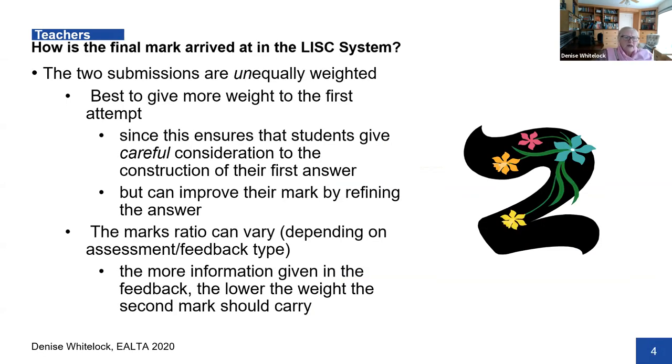And what they learned in piloting this and then getting it right eventually was something that we can all learn from. If you unequally weight the attempts, so you let the students have some marks for the first attempt and then the second, they found it was better to give more weight to the first attempt. Because if they didn't, students didn't give enough careful consideration to that response because they knew they were going to get some feedback. So let's quickly have a go. Let's see what the feedback is, and then we can adjust.